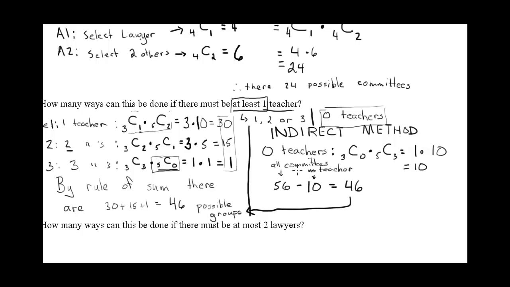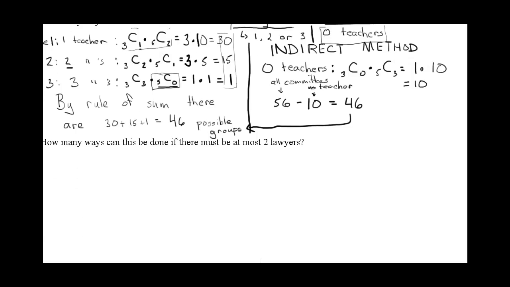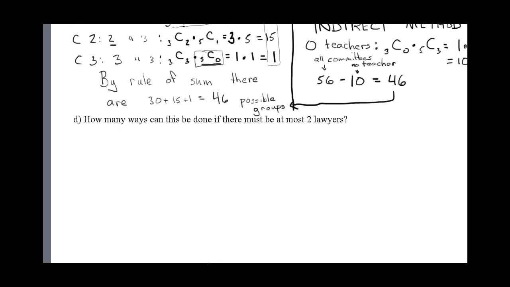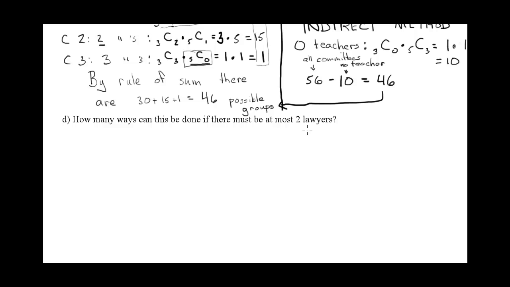So that's good. And you can see this one's a little bit quicker because you only had to really consider that one case of no teachers, which is a lot easier than considering the 3 cases of 1, 2, and 3 teachers. And the final example, how many ways can this be done if you must have at most 2 lawyers? So again, what does at most 2 mean?